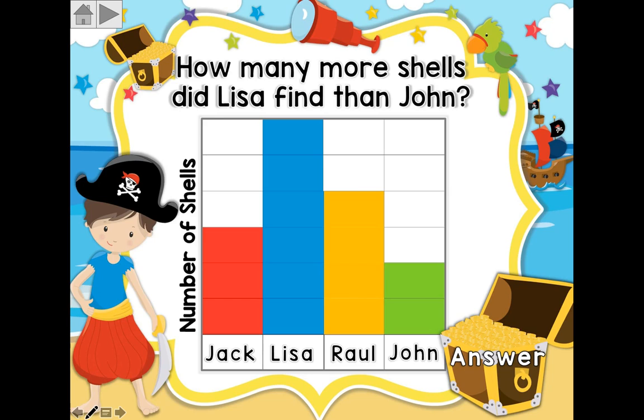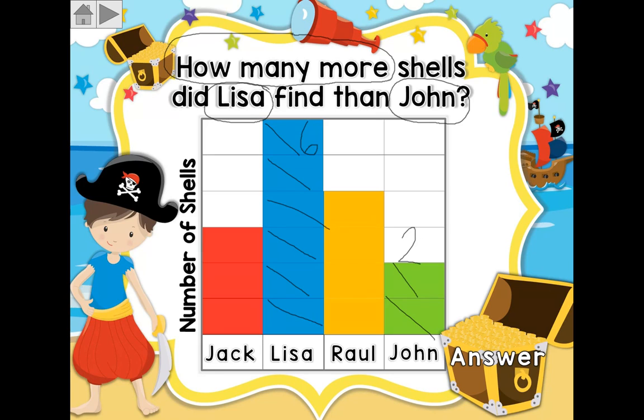How many more shells did Lisa find than John? When I see the words how many more, it tells me that I'm comparing numbers and I need to subtract. Who are we comparing here? Lisa and John. I'm going to find out how many shells they each found first. 1, 2, 3, 4, 5, 6 for Lisa, and 1, 2 for John.